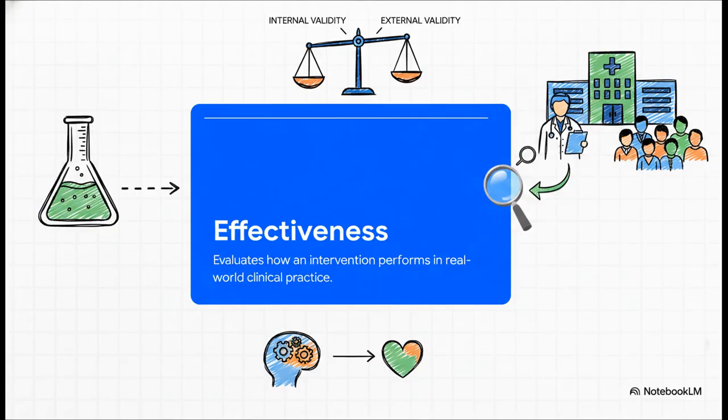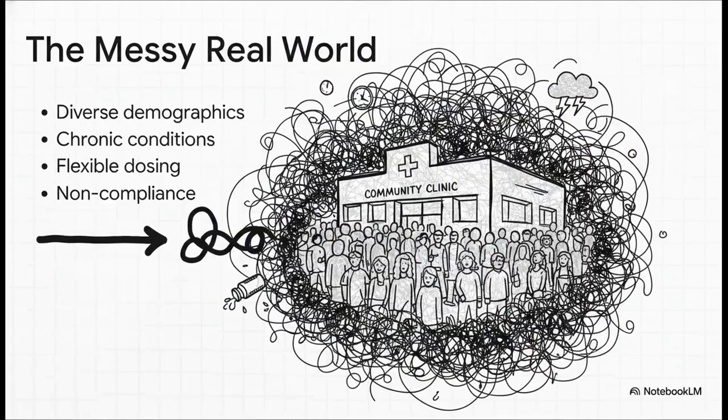And just as efficacy mirrors internal validity, effectiveness mirrors external validity. Effectiveness evaluates how well that exact same intervention performs, not in a sterile bubble, but in routine, messy, everyday clinical practice. It's the gritty, real-world counterpart to efficacy. Think about pragmatic clinical trials that truly embrace this reality. They recruit from diverse community clinics. They include individuals with multiple chronic health conditions, and they even allow for flexible, real-world dosing strategies. Because of this, they demonstrate exceptionally high external validity.